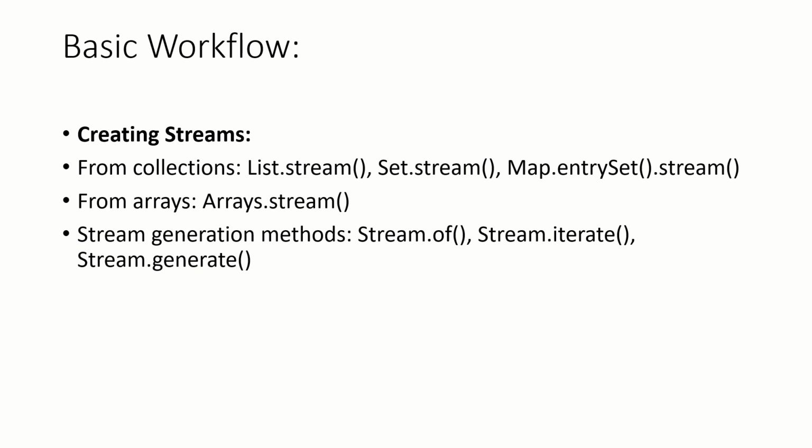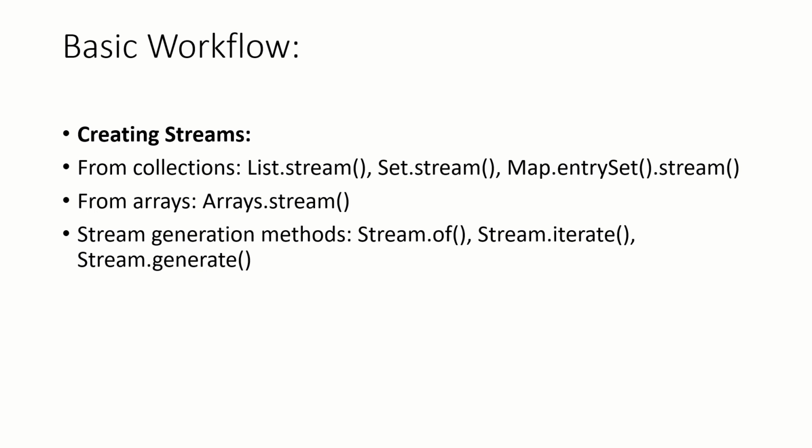Now, there are other stream generation methods like Stream.of, Stream.iterate, and Stream.generate. So let's discuss Stream.of. Let's say you want to generate a stream of numbers. What you can do is Stream.of, and then inside that of you can provide the list of integers, and that will give you a stream of numbers or stream of integers. Similarly, you can also do Stream.iterate and Stream.generate.